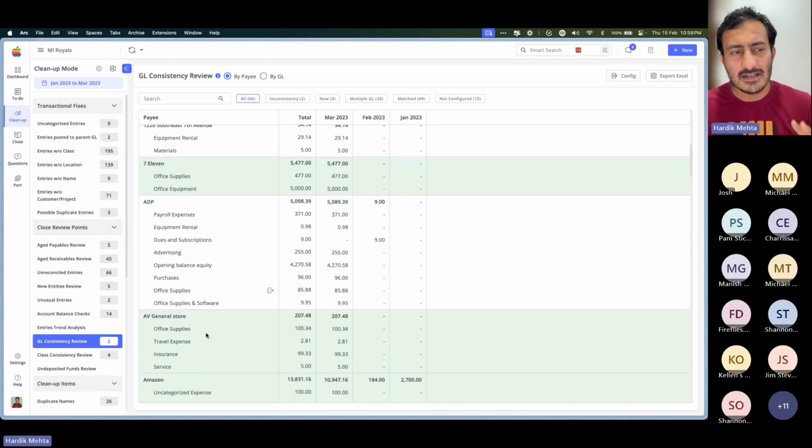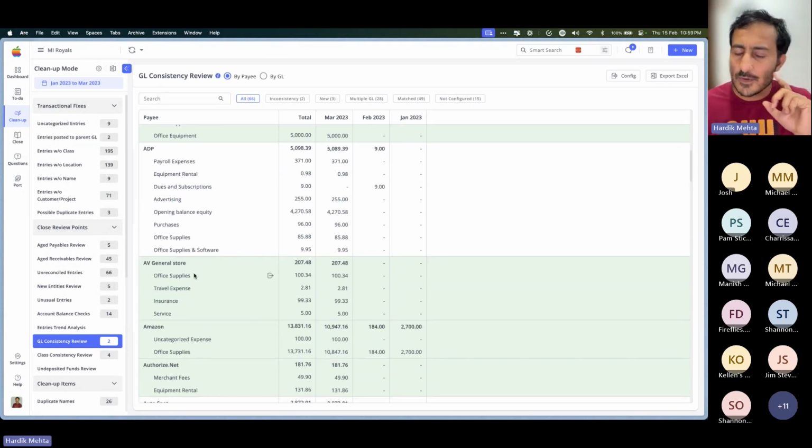So I think in QuickBooks there is also a way to look, not exactly this kind of report, but it actually shows all the detailed transactions. I actually use this GL consistency review primarily for two reasons. Number one is obviously consistency.